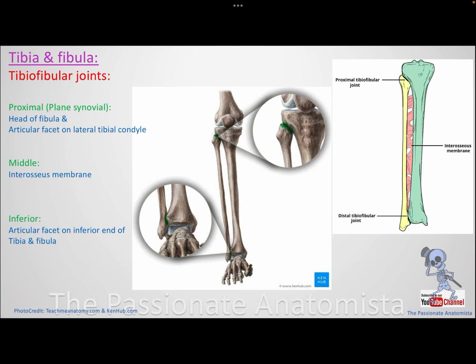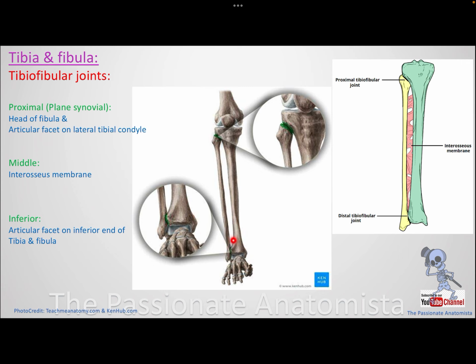Now moving on to the joints, you guys know that the tibia and fibula are connected together in 3 places. We have the proximal tibiofibular joint, the middle one, and then the distal one. The only one that is a plain synovial joint is the proximal one, and you guys by now know what we mean by synovial joint. There would be a sliding, gliding kind of movement between them.